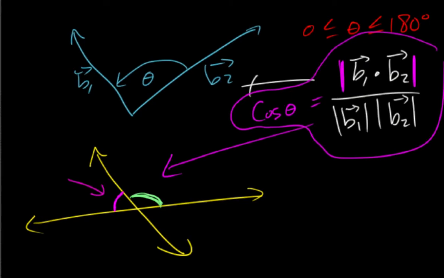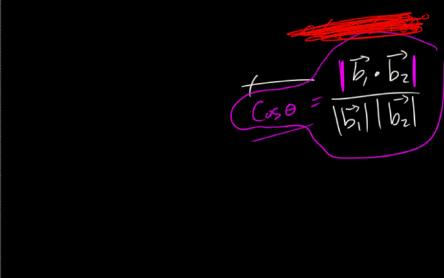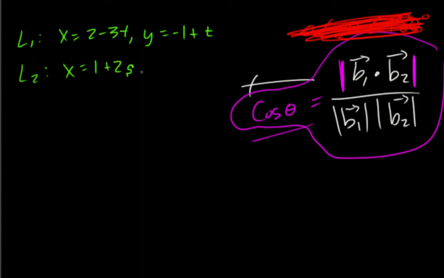And let's see, I'm just going to erase this and then cross this out because now we're only looking at an acute angle. Okay, so it says find the angle between the lines. So L1 is x equals 2 minus 3t, y is equal to negative 1 plus t. And then we have a second line. And then s and t are real numbers. Okay, so we're given these two lines, two-dimensional lines with parametric equations.